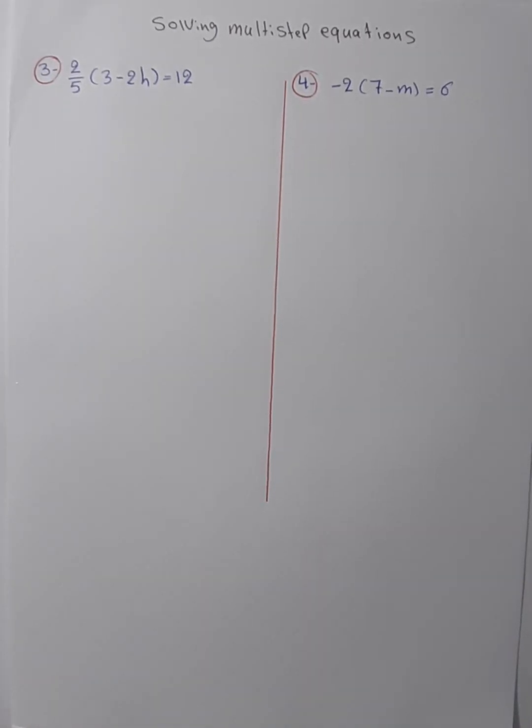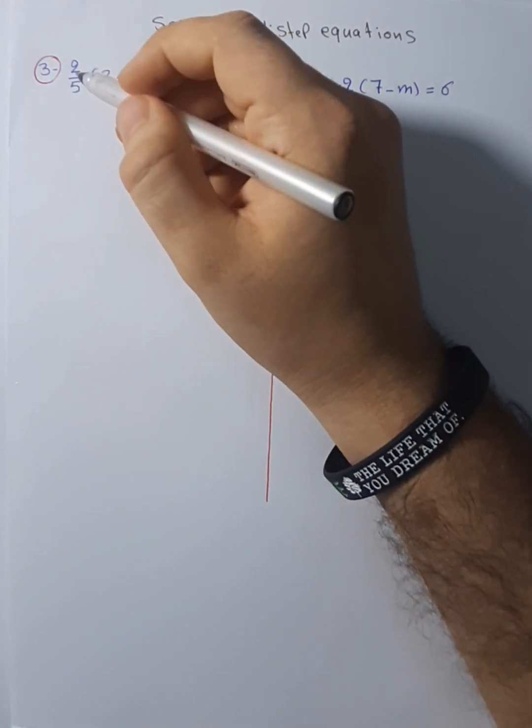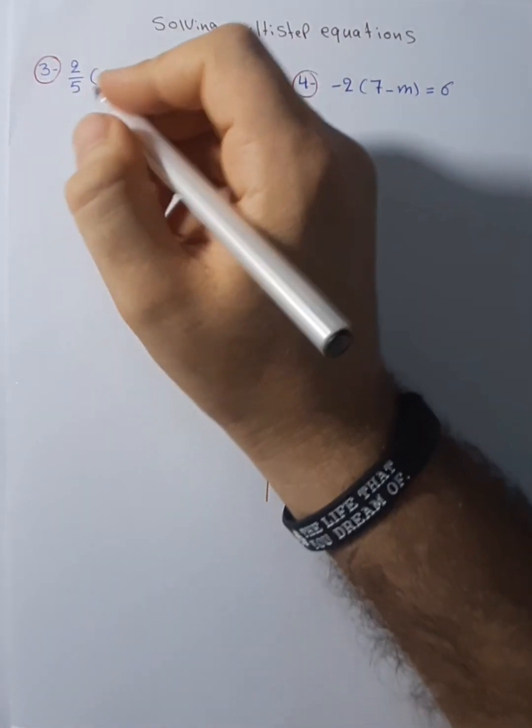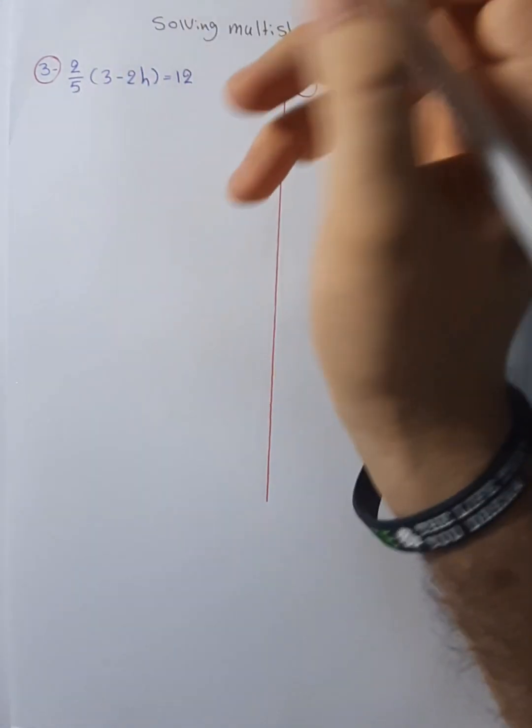Example number 3, we have this equation: 2/5 multiplied by (3 minus 2h) equal to 12. First step, we can multiply both sides by the reciprocal of 2/5. The reciprocal of 2/5 is 5/2, so we have to multiply both sides by 5/2.